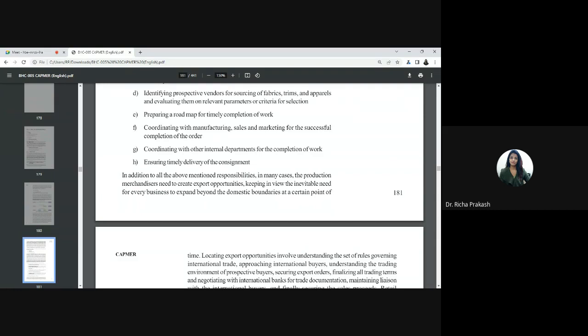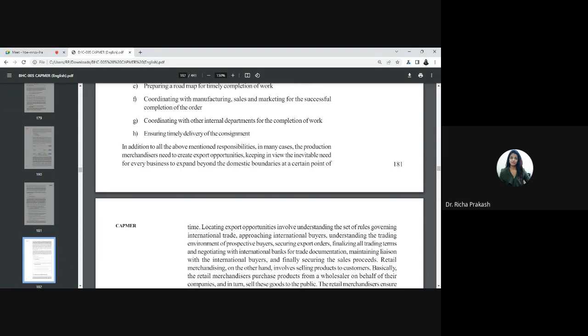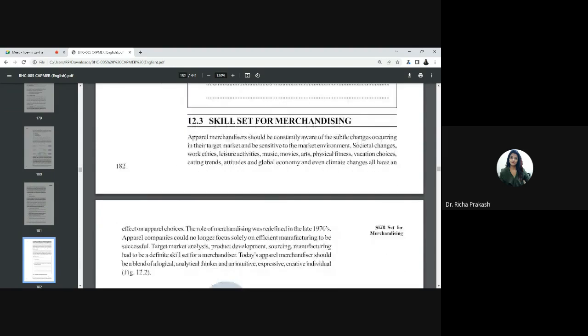They have to be in continuous touch with the manufacturer also, or the sales team, or the marketing team, or the logistic team. So whatever that is, whatever is falling in that line development basically. So that coordination part also goes to the merchandiser. Ensuring timely delivery of the consignment. Of course, the delivery has to be delivered on time to the buyer.